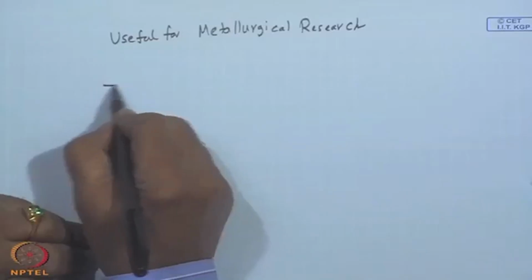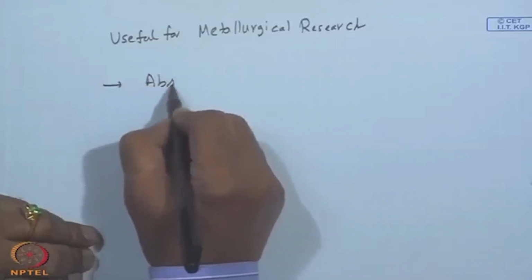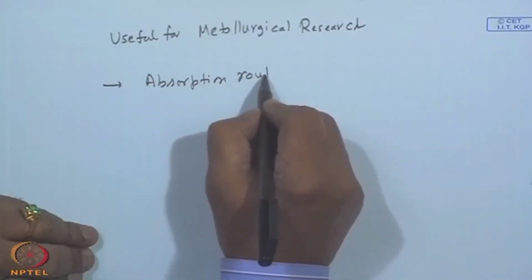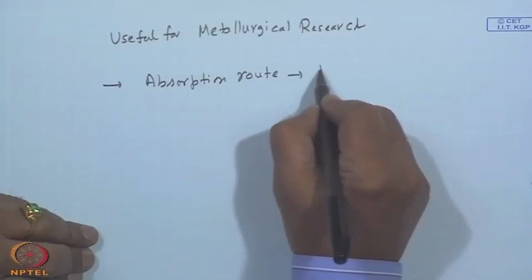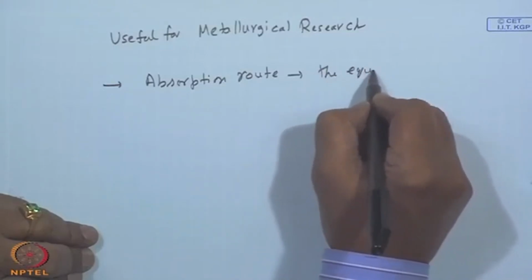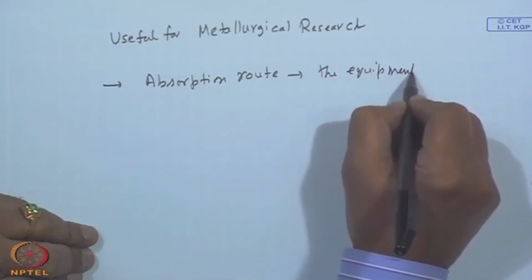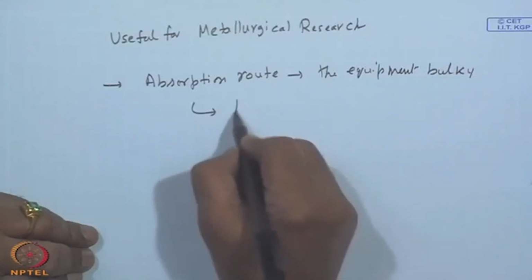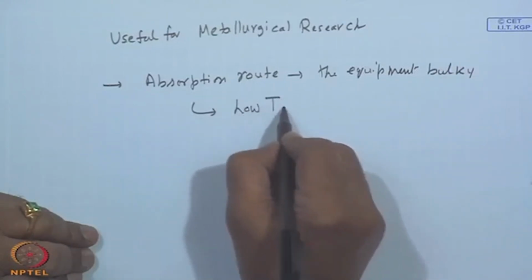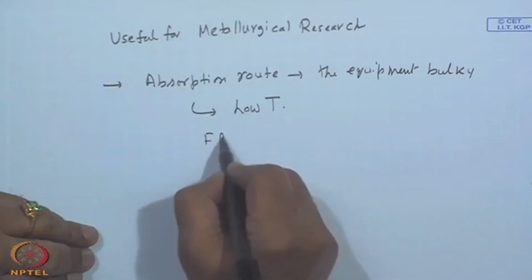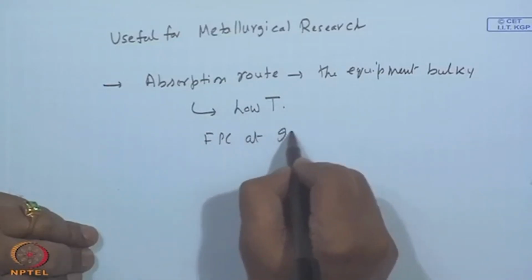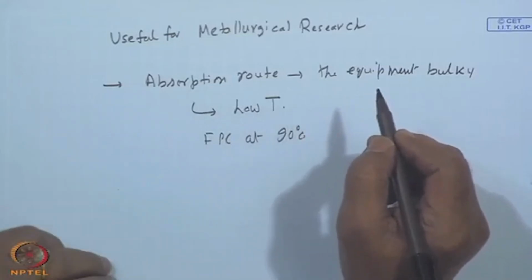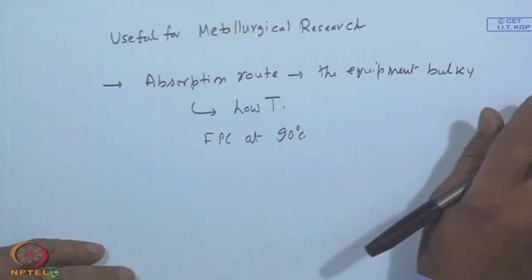One is, if you go through the absorption route, the equipment is bulky. Essentially, I mean low temperature. So, something like maybe a flat plate collector at 90 degrees C supplies energy at about 90 degrees C. So, consequently, your COP will be pretty poor.